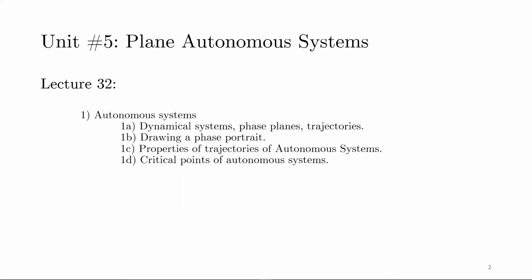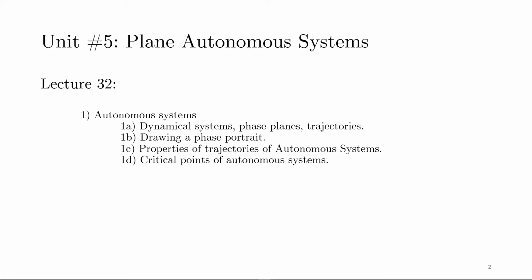Okay, welcome to lecture 32. So we are starting Unit 5 today. Unit 5 is something called plane autonomous systems. And in fact, we've already seen an example of a plane autonomous system in lecture 31 from Unit 4.